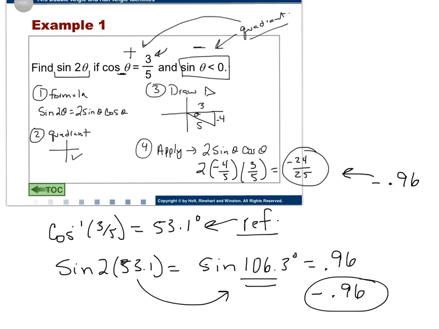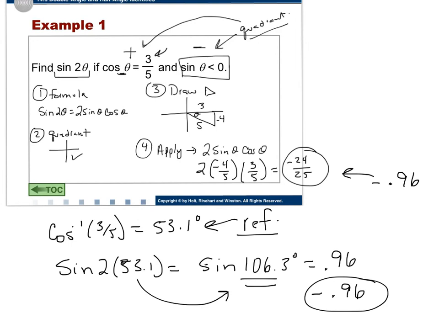Really I used the second quadrant angle. Whether I'm in the second quadrant or the fourth quadrant, my trig values are going to be the same. The only difference is that one's positive and one's negative. And so I just use that to kind of double check, and that's about it.